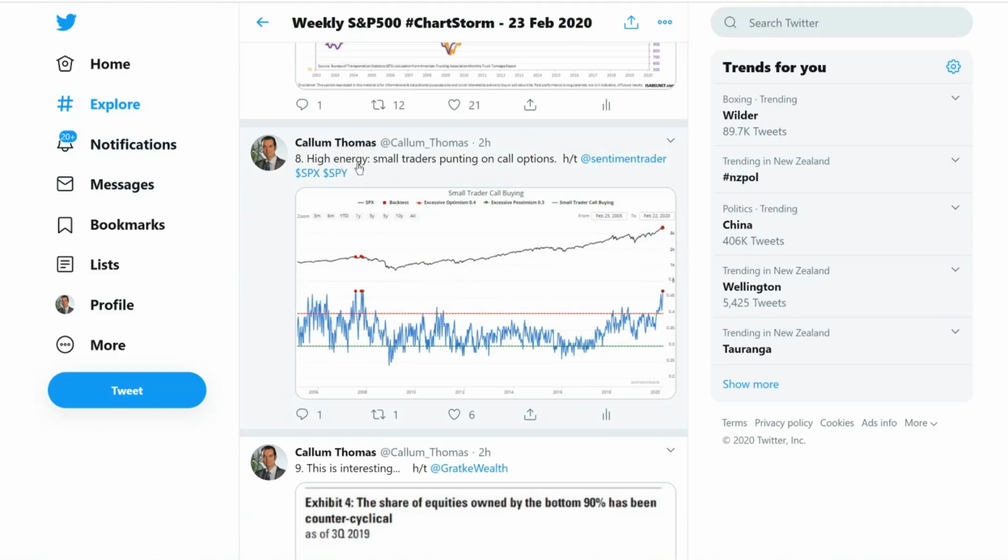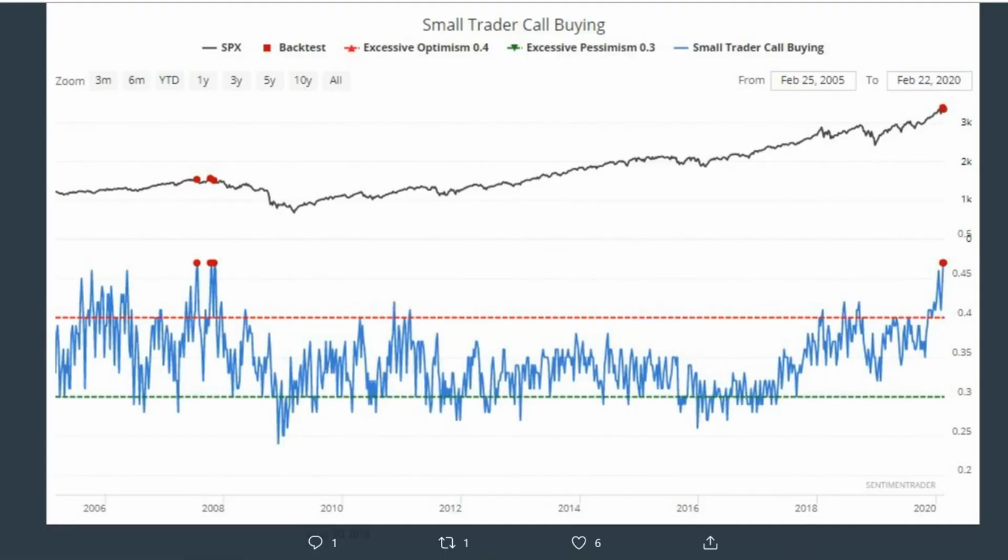Number 8, high energy. Small traders punting on call options. This is what we had in that previous chart before. Small traders are getting after it. They're loading up on calls. Fair enough. The market just keeps on going up. There's risks. The benefit of call options is that if you buy a call option, your risk is 100% defined, whereas your upside is technically unlimited.